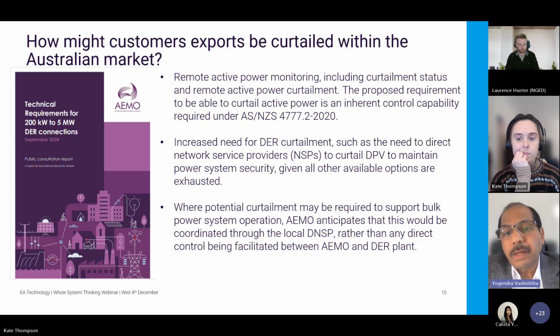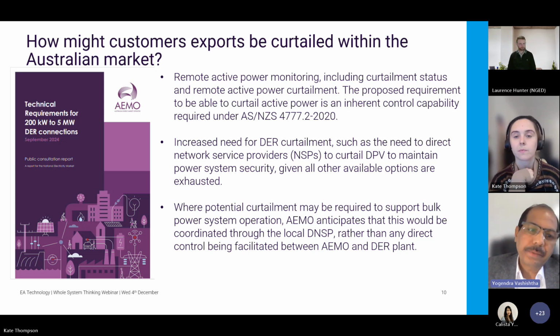And it is required sometimes either for active network management, the power quality, or to support the bulk power system. When there is a requirement for the bulk power system, the AEMO will direct the DNSPs or DNOs to manage that for them. So it is happening through the DNSPs. The next one, please.